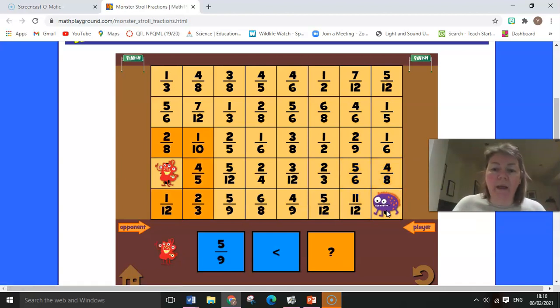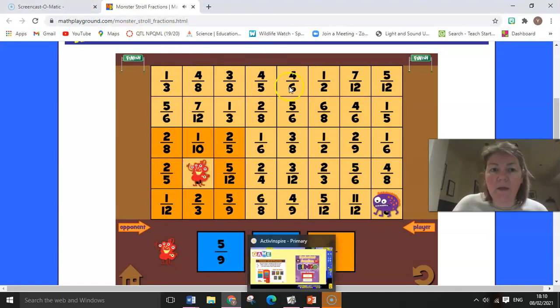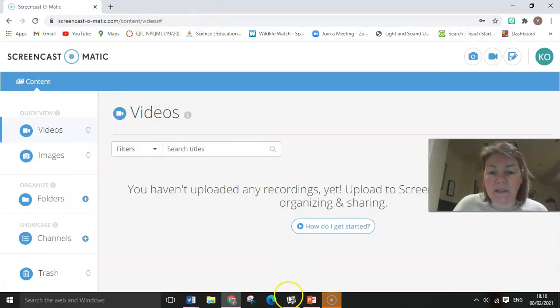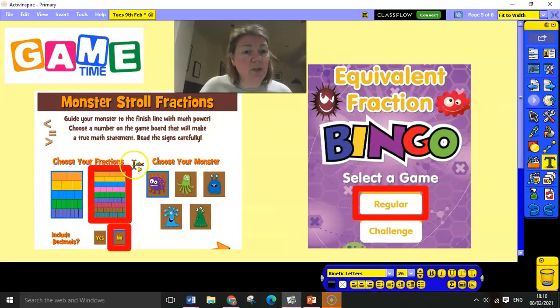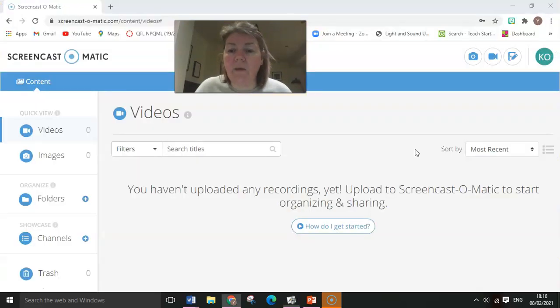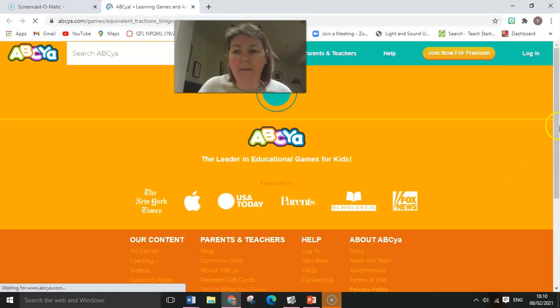Looks good. Anyway, I'm going to leave it there because we want to go and have a look at some other activities as well. So let's whiz back over to the slide. So that's Monster Stroll Fractions. So you could have a go at that one, or you could have a go at bingo. You could play a game of bingo. So let's go and have a look at the bingo game.